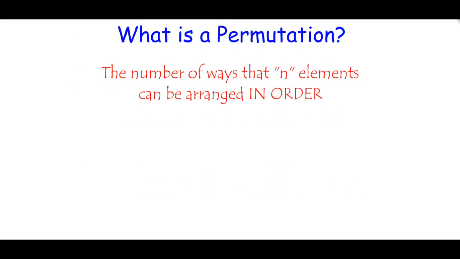So now, what is a permutation? A permutation is just the number of ways that n elements can be arranged in order. And again, you're going to see this n come up a lot. This just means we don't know how many there are, but if we want to take n elements and put them in order, we call that a permutation.